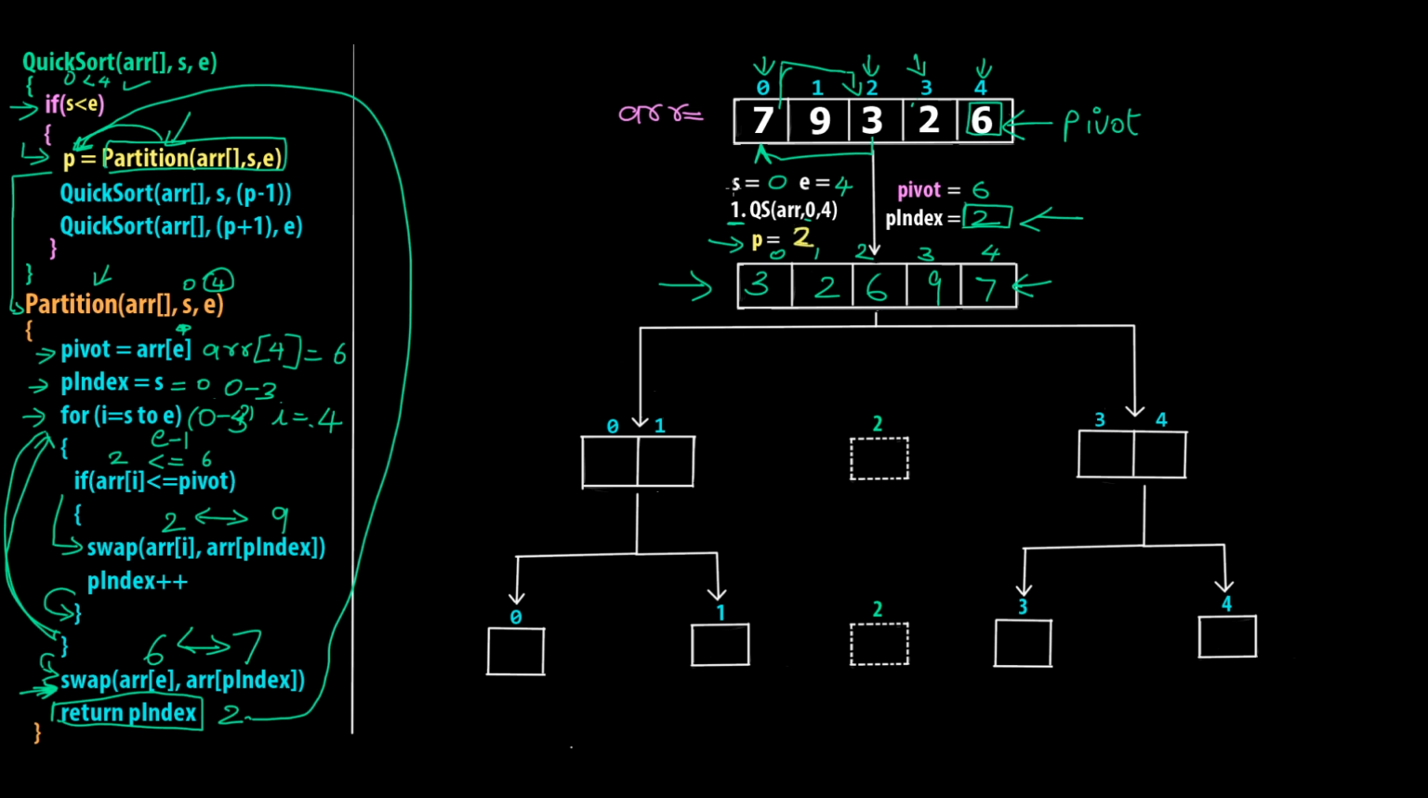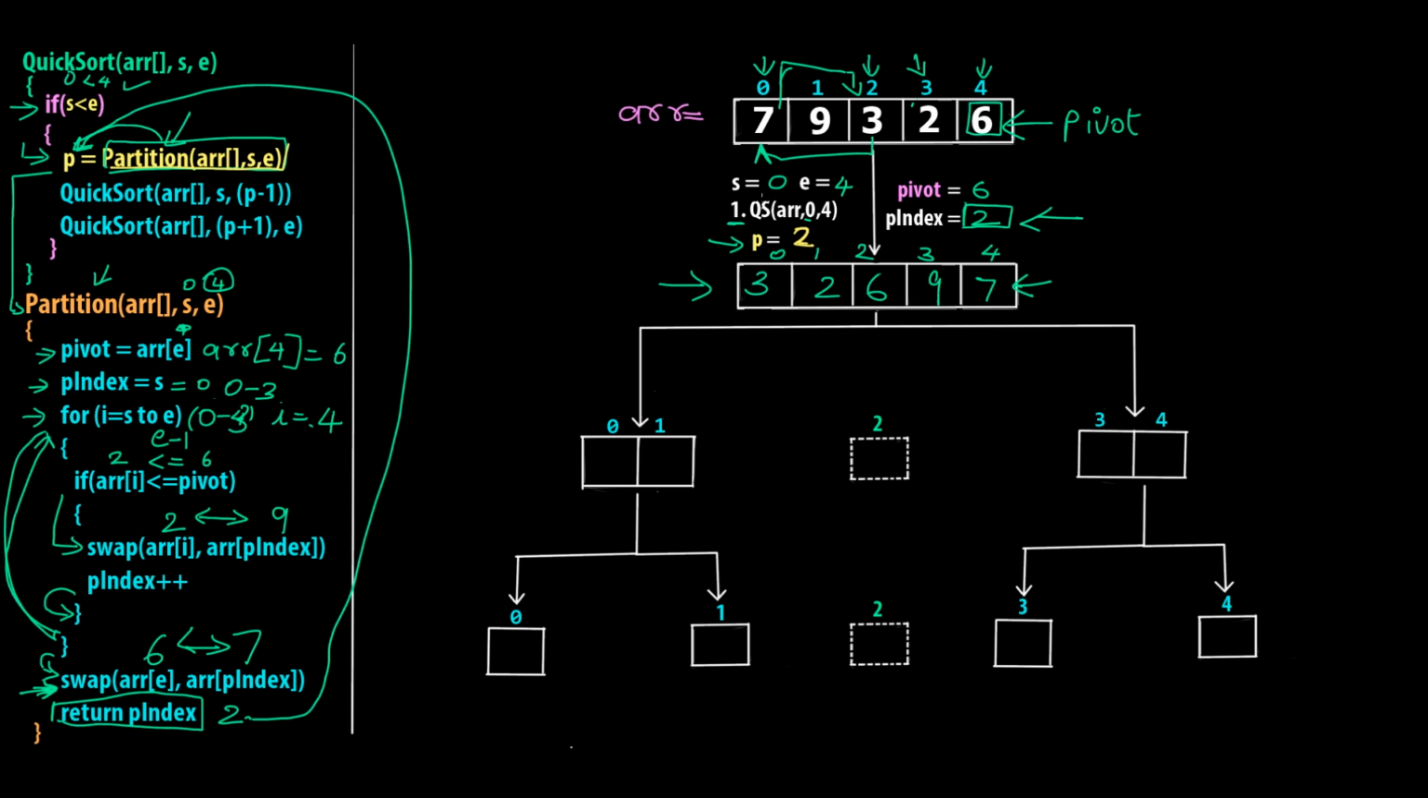Okay, so after the one full iteration of the partition function, we are getting this array 3, 2, 6, 9, 7. So the only thing that has happened over here is the value that we selected as pivot has come to the proper position in such a way that all the values to the left hand side are smaller than the pivot, and all the values to the right hand side are larger than the pivot. Now if you observe, obviously this array is not sorted. 3, 2, 6, 9, 7 is not sorted in ascending order or descending order. In fact, it is not sorted at all. We want to sort it in ascending order, so it should be 2, 3, 6, 7, 9, right?